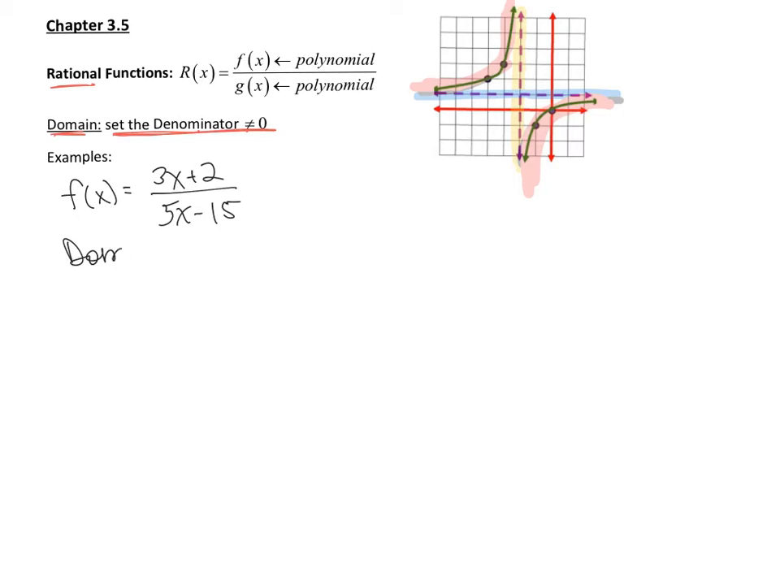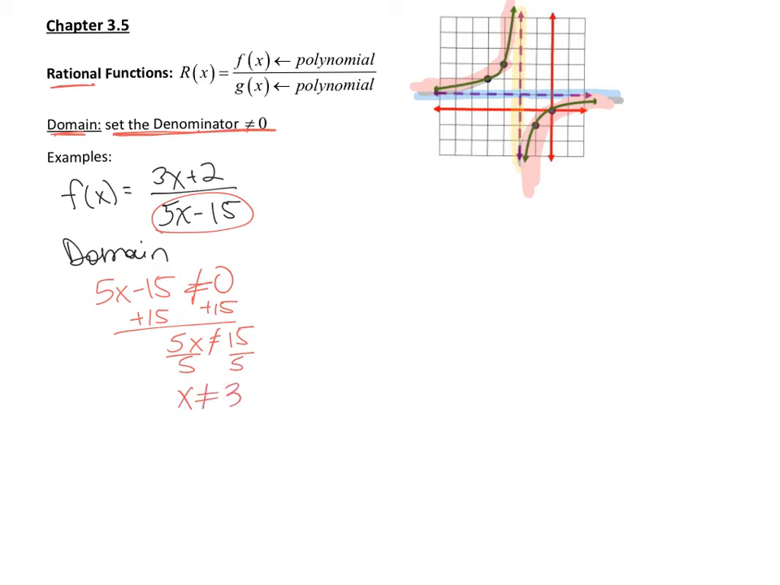So to find our domain, we're going to set that denominator, 5x minus 15, not equal to 0. All right, so then we would continue to solve, so I'm going to move that 15. I'm going to divide by my 5. And so I'm going to say x cannot be 3. So if I wanted to write this as an interval, I would say that it's going to go from negative infinity to 3, union 3 to infinity.